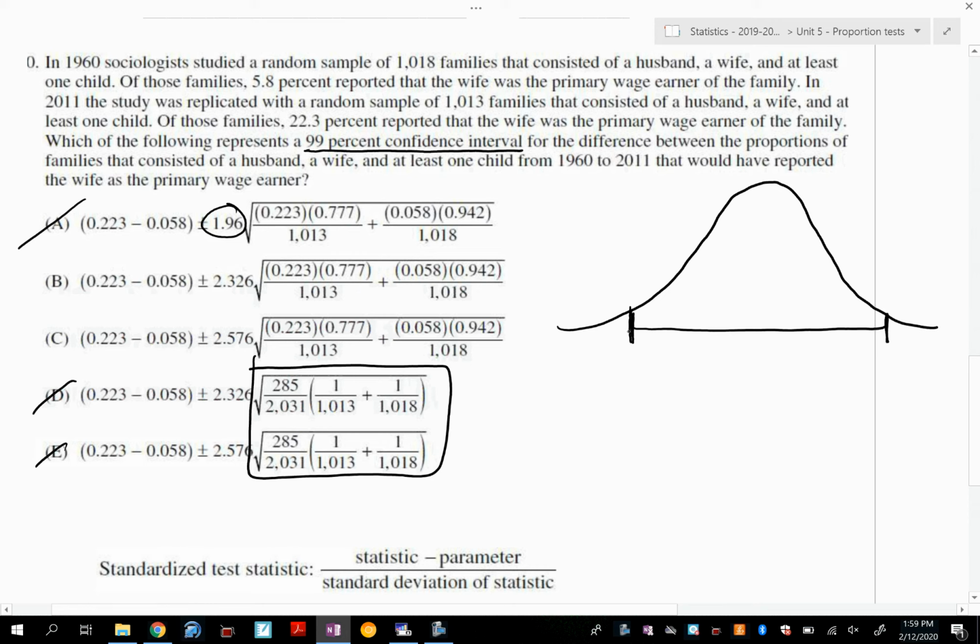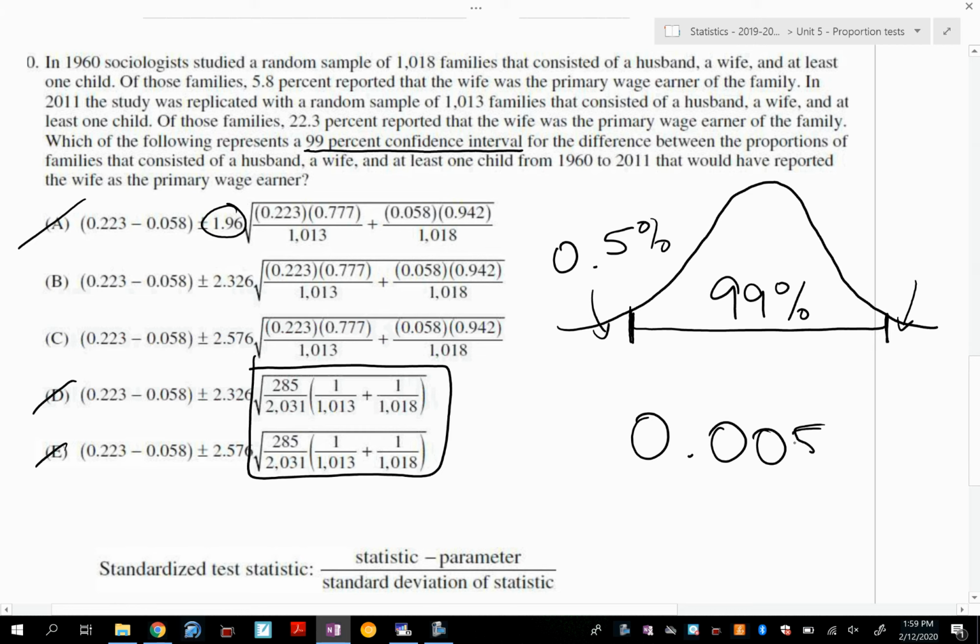Okay. So what level of confidence are we using for this problem? 99%. So that means how much is in each tail? 0.5%. So if it's not as a percentage, it's as a decimal, you'd write 0.005. So you have two options. In the decimals calculator, you can type in 0.005, or you could type in 0.995. Either of these would work.